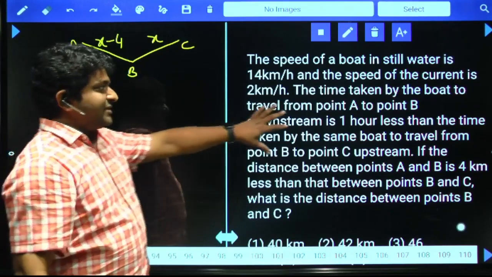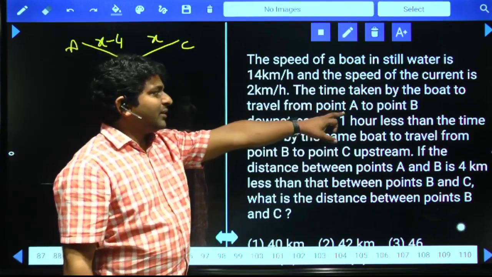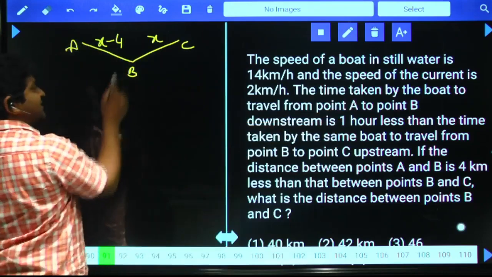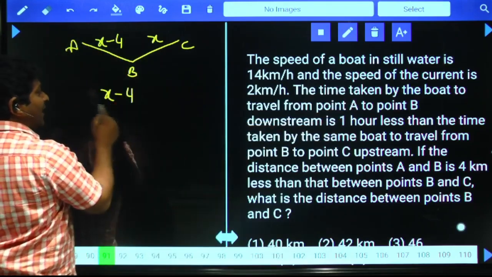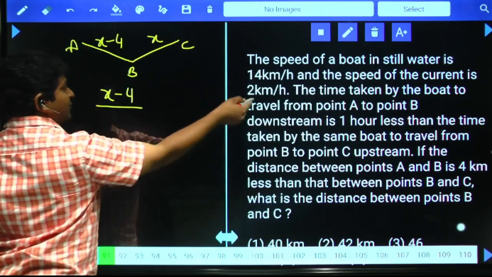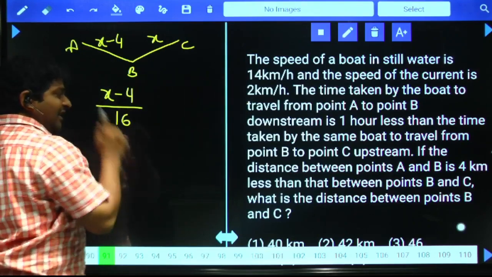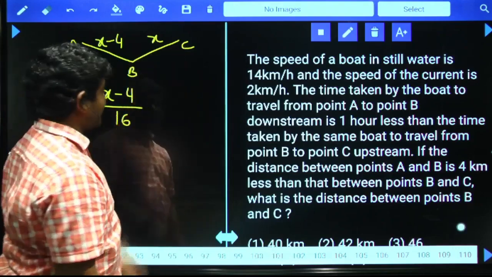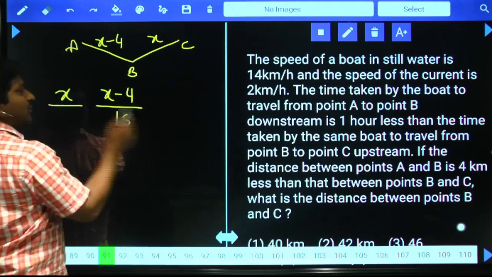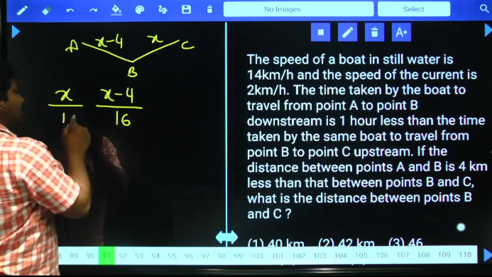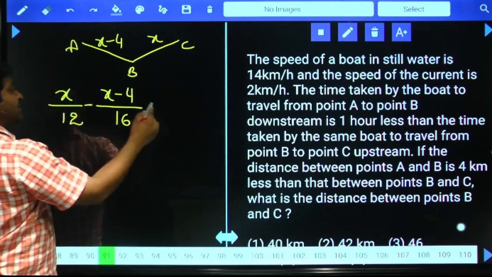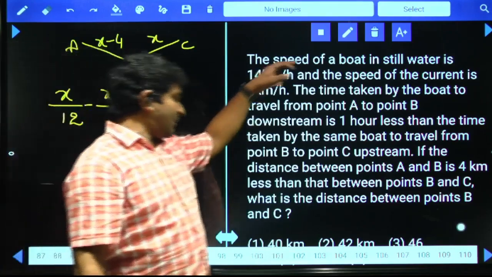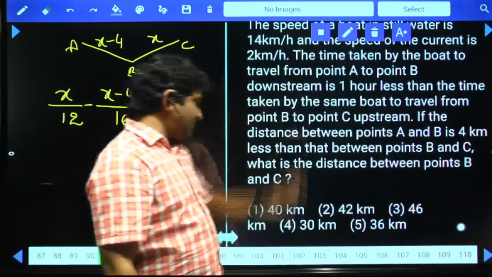Now, your information says the time taken by the boat to cover the distance from A to B is 1 hour less. A to B distance is X minus 4 and downstream speed is equal to 16. This time is 1 hour less than the time to travel X kilometers upstream. Upstream speed is equal to 14 minus 2, that is equal to 12. And the time difference is equal to 1. And your question is about the X value. Find out the X value. BC distance is asked, so that is X.